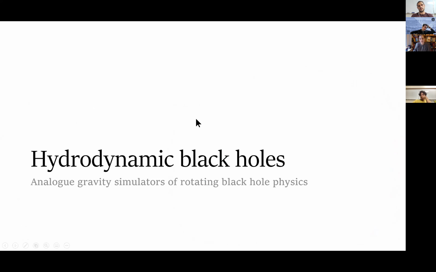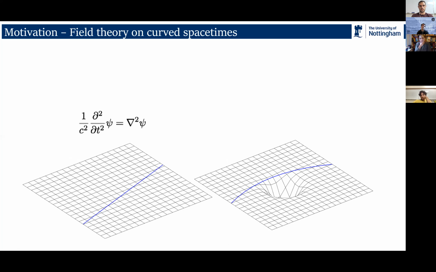Perhaps most of you have heard about analog or hydrodynamic black holes, but I'd like to just motivate it a bit further. What I'm interested in is field theory on curved spacetimes. And there is a simple way of understanding the basics of how we do field theory on curved spacetimes and how this connects to systems different than gravitational systems, or how this connects to these analog gravity systems.